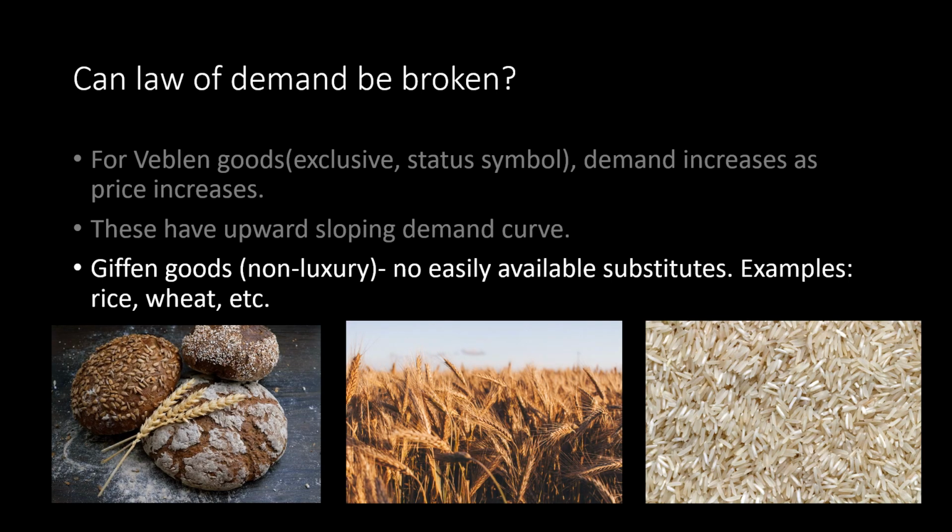Now another good that breaks the law of demand is the Giffen good. Now Giffen goods are goods that are not luxurious. So they are non-luxury goods and they do not have easily available substitutes. For example, rice, wheat, bread.